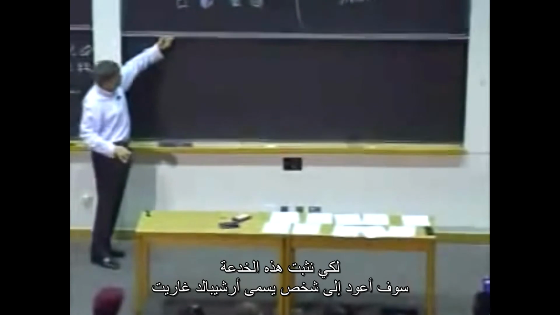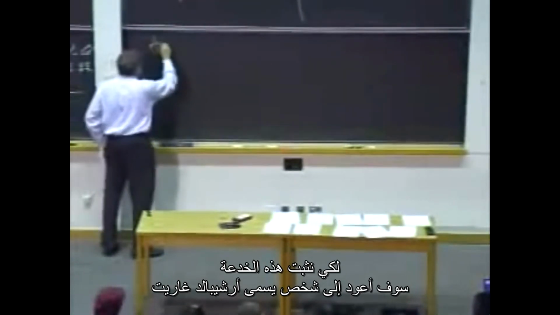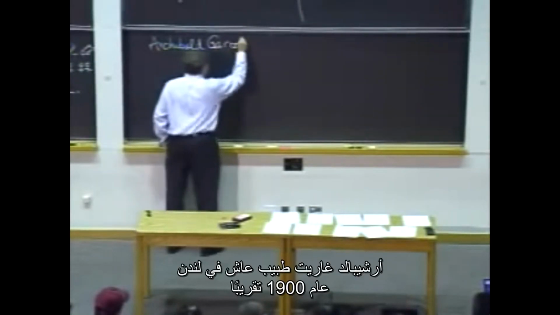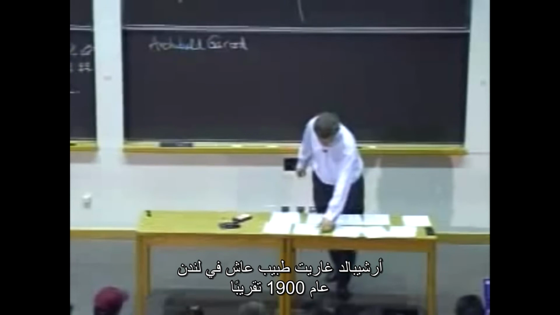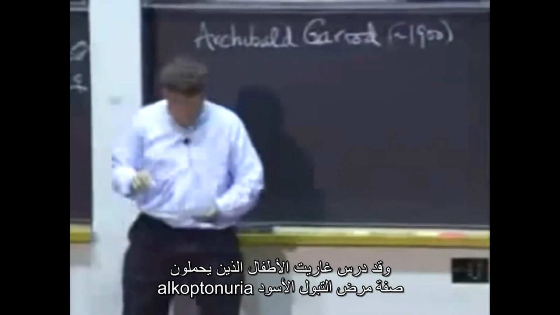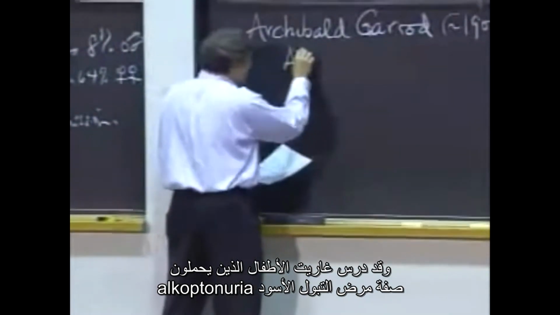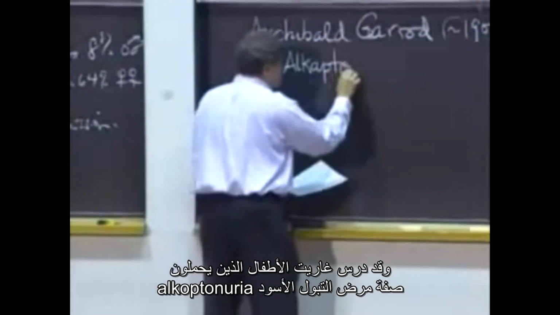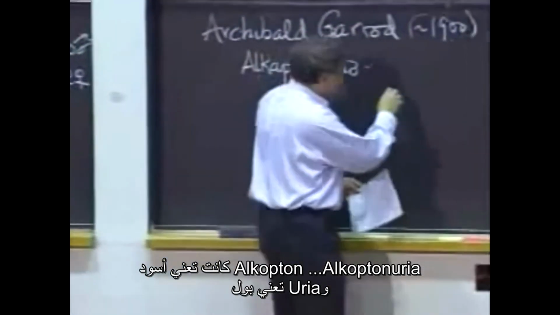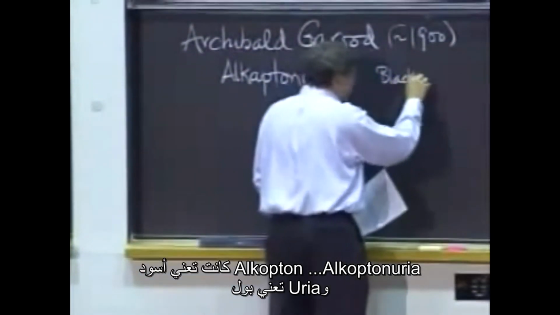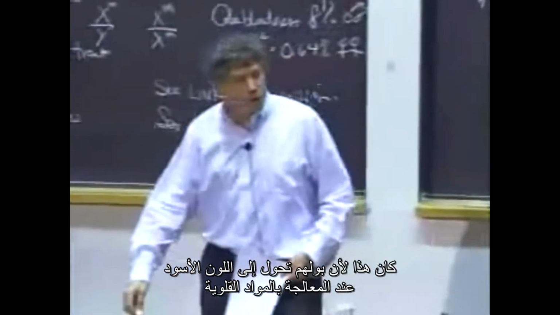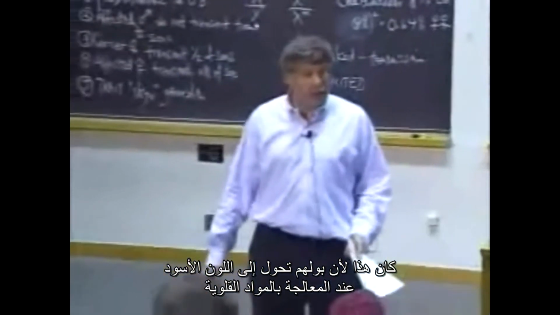To cite this trick, I have to go back to a person called Archibald Garrett. Archibald Garrett was a physician in London around 1900. Garrett studied children with the trait alkoptonuria. Alkoptonuria: alkopton means black, urea means urine. They had black urine. This was evident because their urine turned black on treatment with alkali.